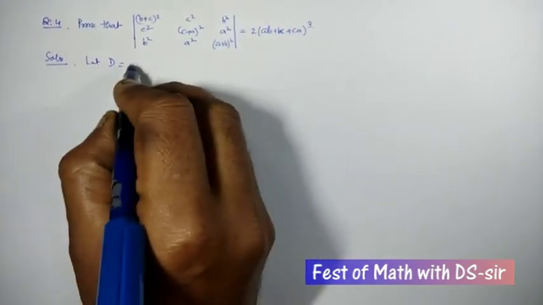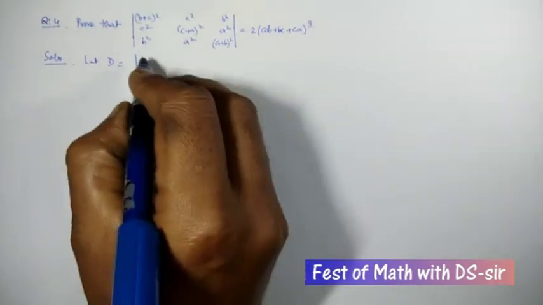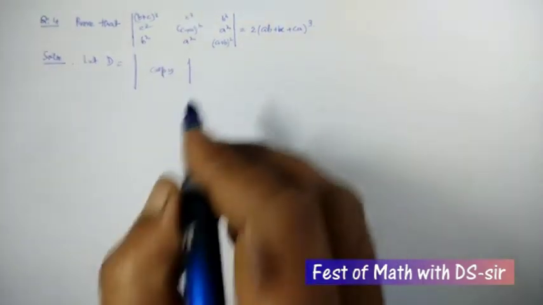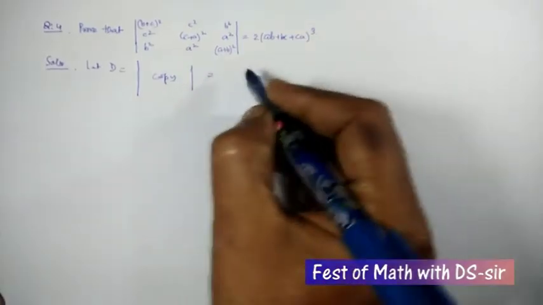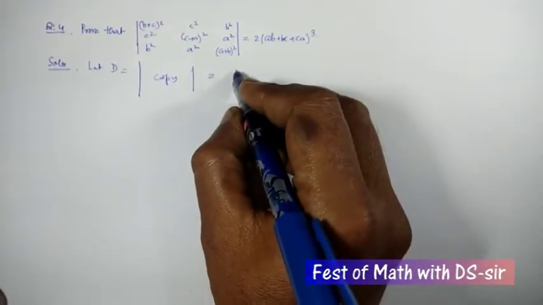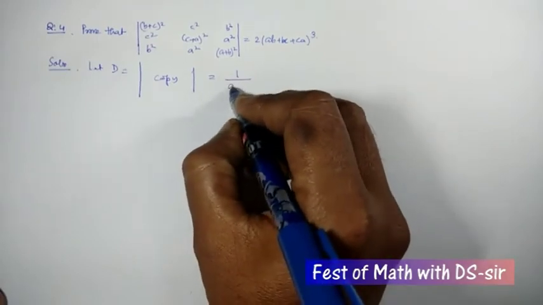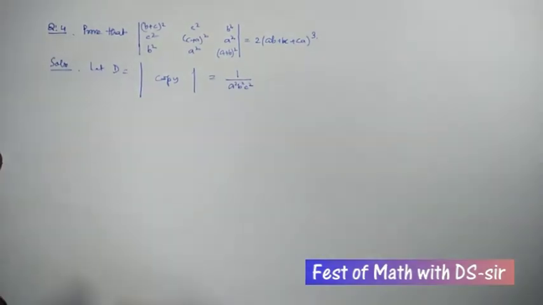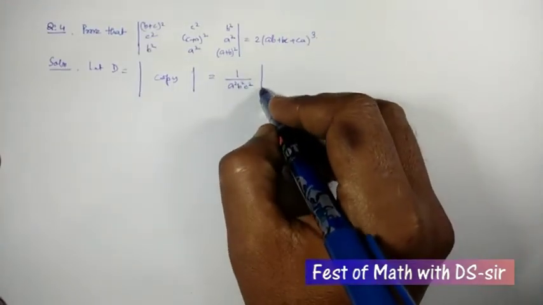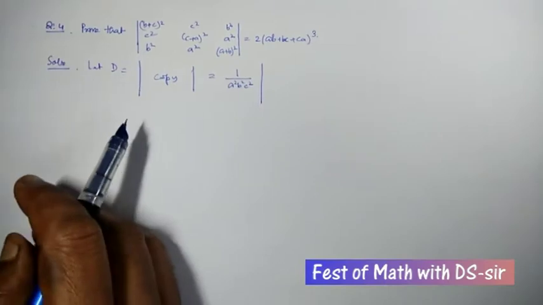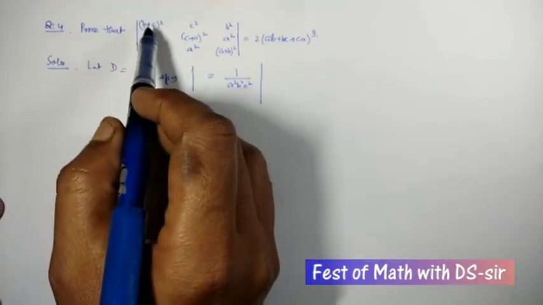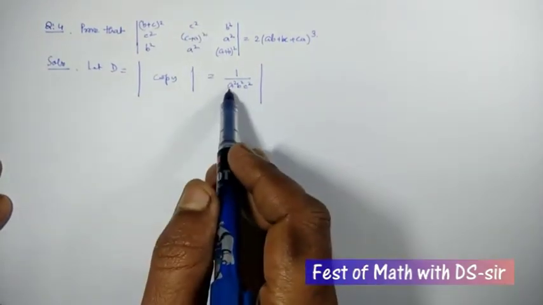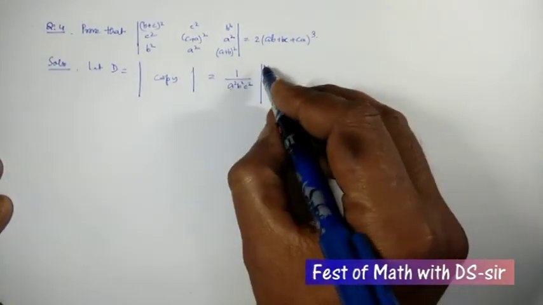Let D be equal to the determinant. Now see, this is equal to 1 by A square B square C square. Why is this written? I will multiply the first row by A square. That's why A square is divided here, so it becomes A.